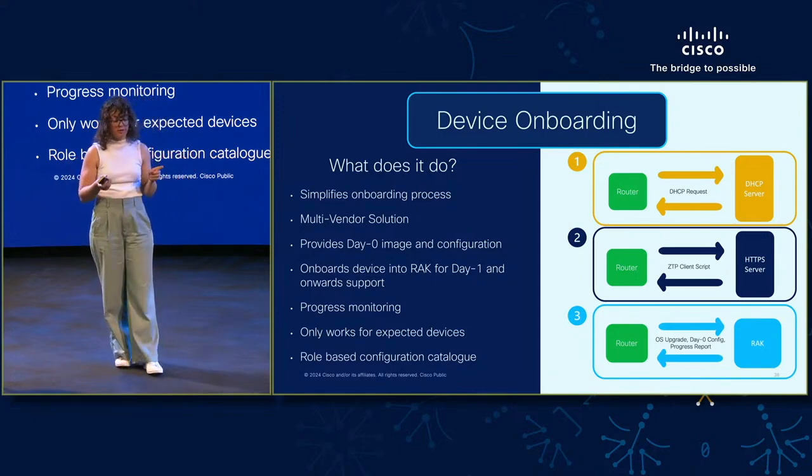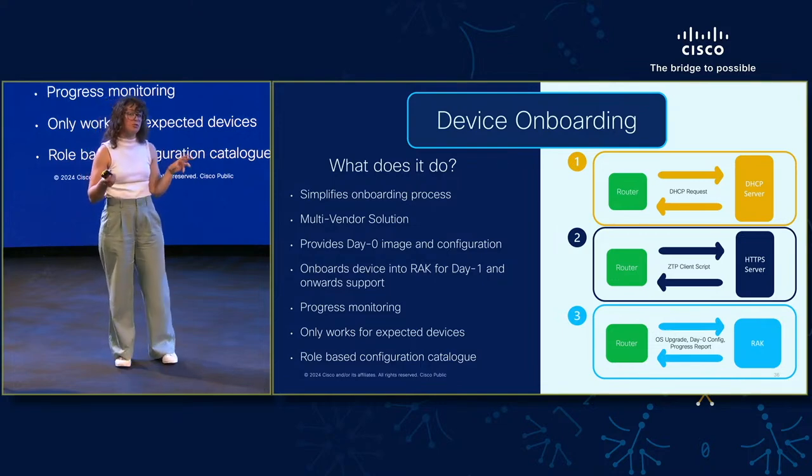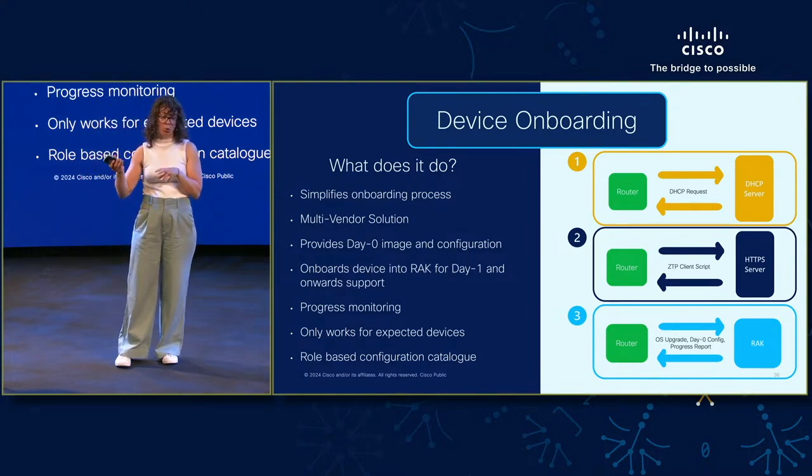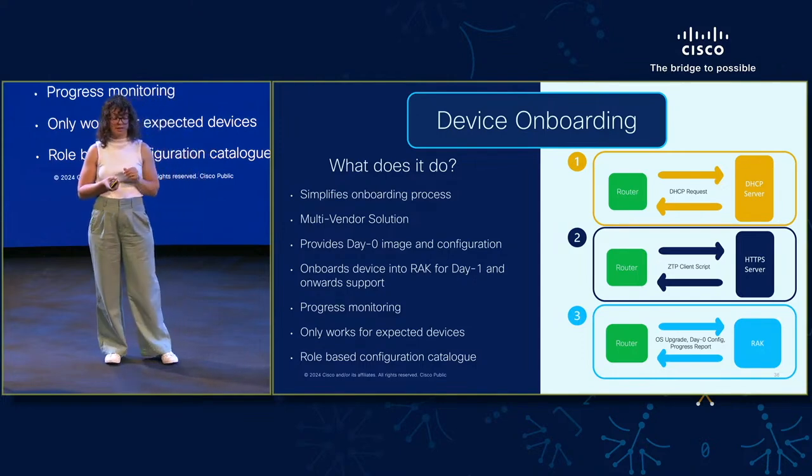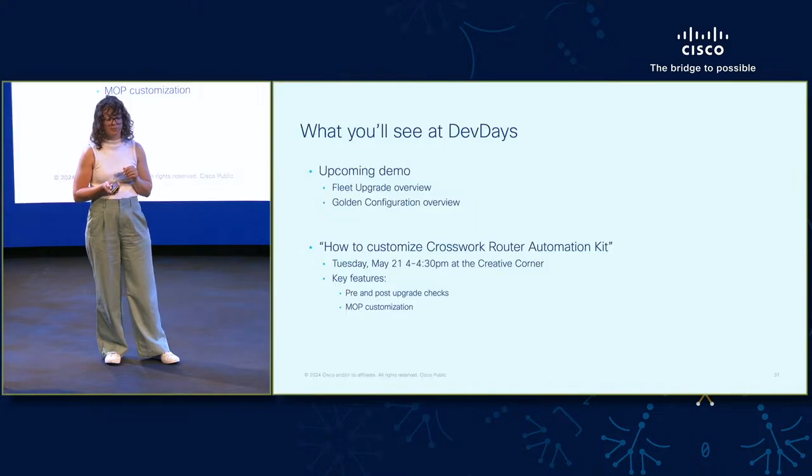Similarly, progress monitoring, and it's only going to work for expected devices. So unless you've set up a device profile for the device that you're trying to onboard, it's not going to work, right? And that prevents bad actors or unexpected devices from getting into your network. And finally, we offer a role-based configuration catalog.